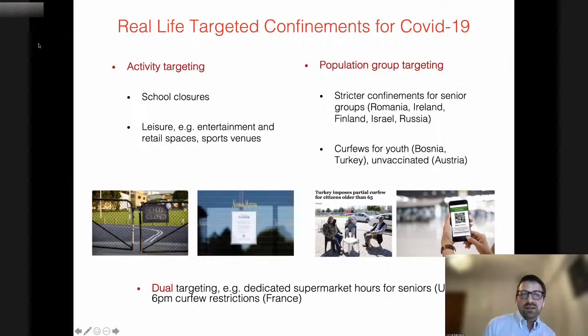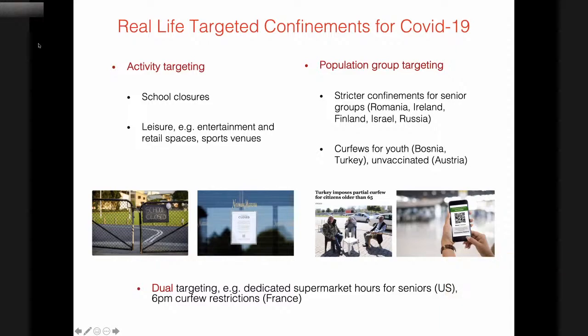Something else is also more sophisticated ways of doing targeting, which goes to both activities and population groups, age groups. We call this dual targeting. Examples could be dedicated supermarket hours for seniors, but also some confinements that are in principle non-targeted. In France, there have been evening curfew restrictions for everyone. But you can imagine how these lead to some implicit targeting, with different effects depending on your age group and your activity. So this is the kind of confinement targeting that we've seen.